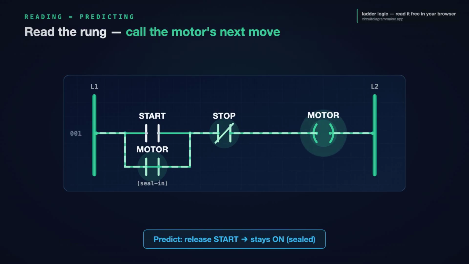Now press stop. The normally closed contact opens, the whole rung goes dead, the coil drops, and the seal opens with it. Motor off and stays off. You just read a circuit and called every move before it happened. That is the entire skill.